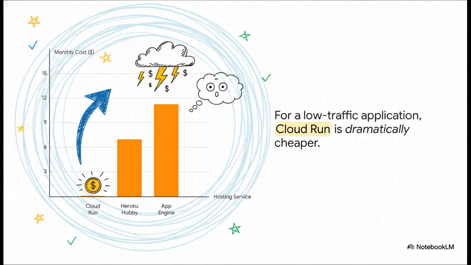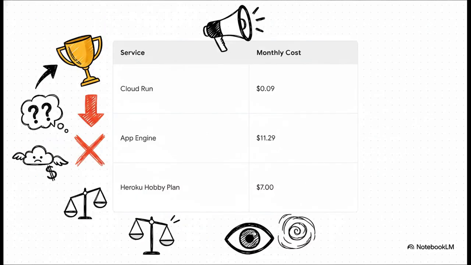The results came in and, whoa, it's not even a competition. Cloud Run comes in at an unbelievable 9 cents a month. Remember, the original Heroku plan was $7, and App Engine was clocking in at over $11. Let's just look at the raw numbers here. I mean, look at this data. It's pretty shocking. App Engine would actually cost about 50% more than the original Heroku plan, but Cloud Run, it's 99% cheaper. For a side project with low traffic, that is an absolute blowout. Case closed, right? Cloud Run is the winner.